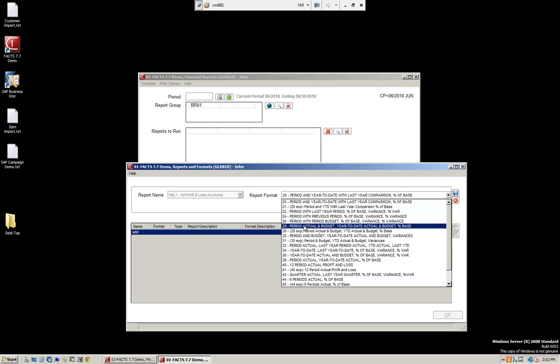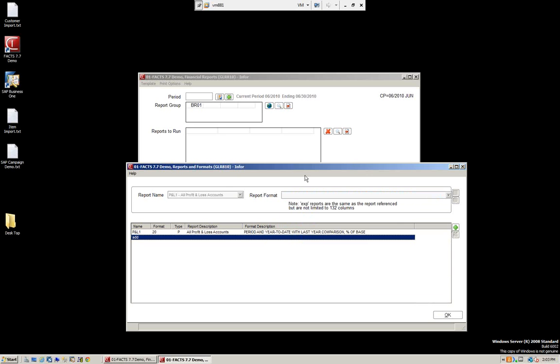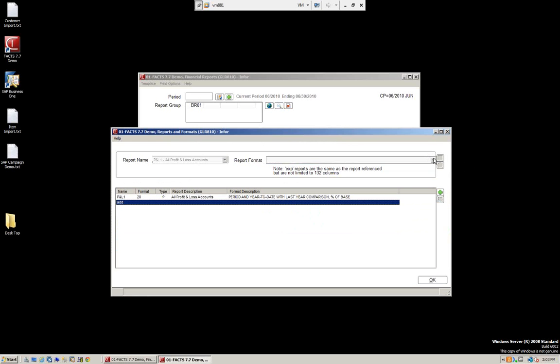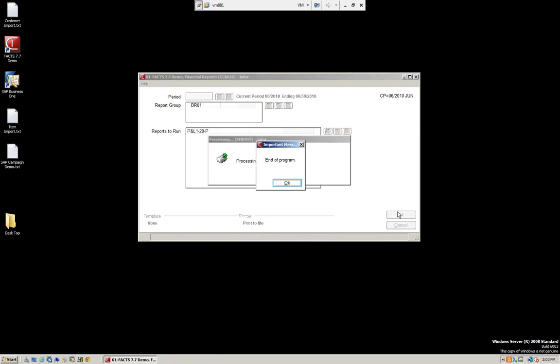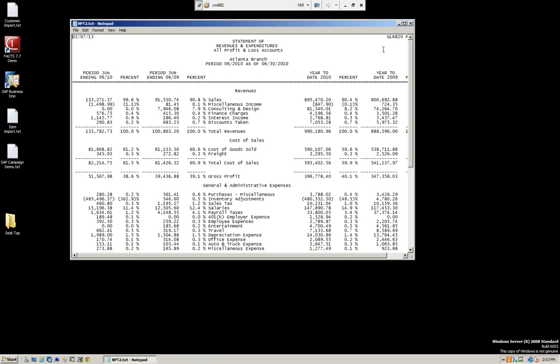So for example, for number 28, we have period actual and budget versus year-to-date actual and budget, and so on with a percentage. So we can choose these, and we'll see how these work in the setup. Let's just go ahead and choose that one. And we're going to click OK. So we're going to run this report.